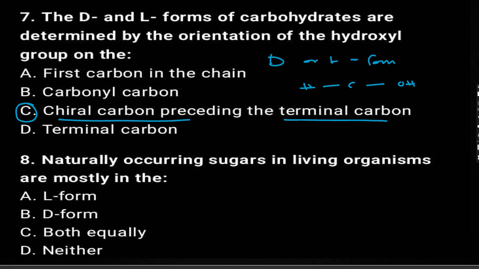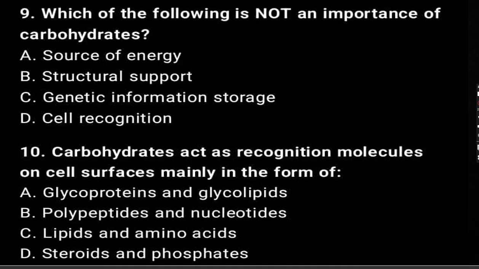Question 8. Naturally occurring sugars in living organisms are mostly in which form? You need to know that most carbohydrates are in D form, and you are going to understand this when we start doing monosaccharides, the open and closed structures of glucose, fructose, and galactose. You don't need to miss that video, because these are things you are going to find in your exams, tests, and quizzes.